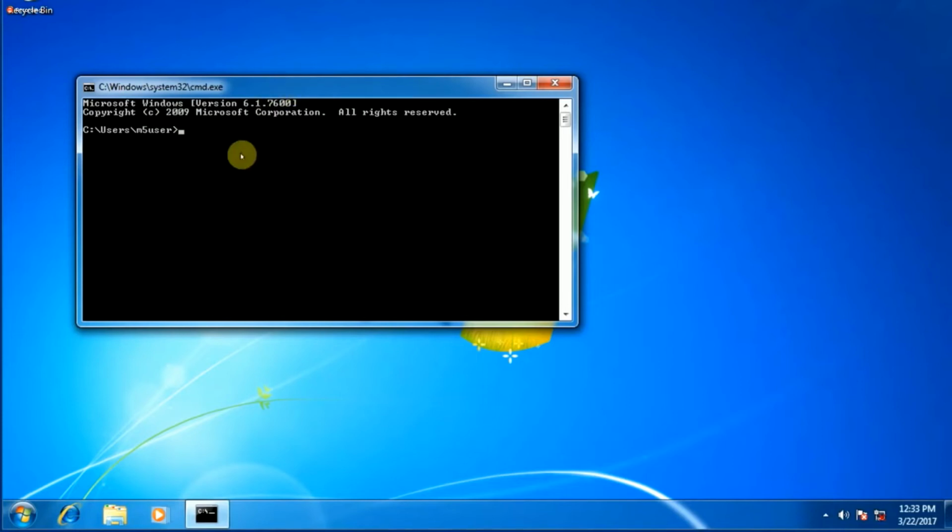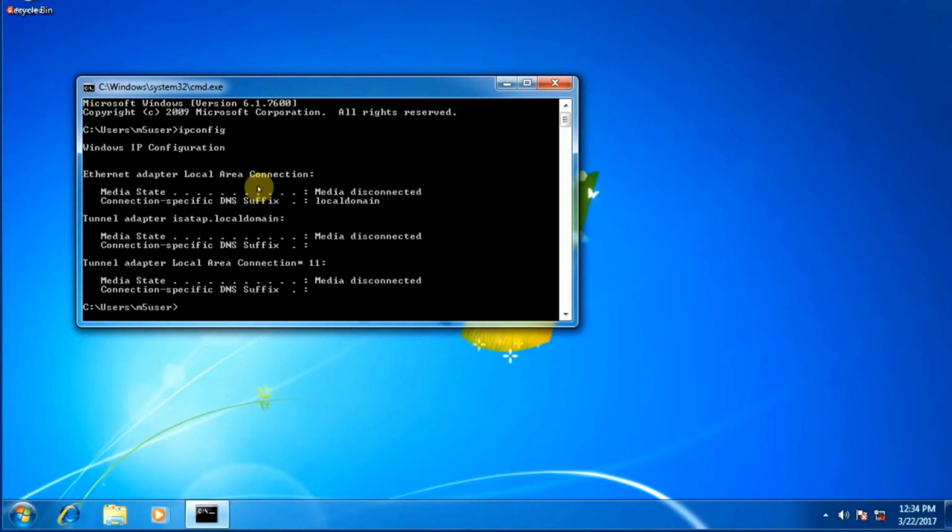So once we've got this box open, let's see what the status of our network adapter is. Let's see if we're even connected. We'll use a command called ipconfig, IPCONFIG. That's all one word, and then hit enter. Now, right off the bat, I know I'm not going to get far because it shows media disconnected. So this could be a couple of things.